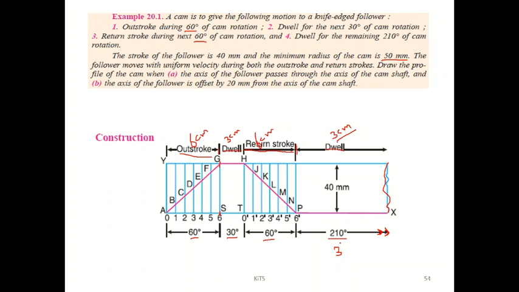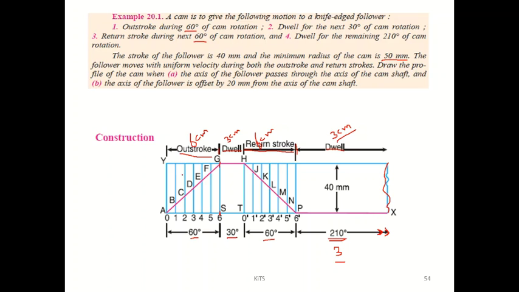I can't draw a 21 centimeter line. It will take the entire drawing sheet. I am just drawing 3 centimeter and I am considering that 3 centimeter as 210 degree. That's why I am putting a double arrow here. Double arrow means approximately; single arrow means exactly. Here I put single arrow, here also single arrow. Single arrow means exactly. Double arrow means approximately.